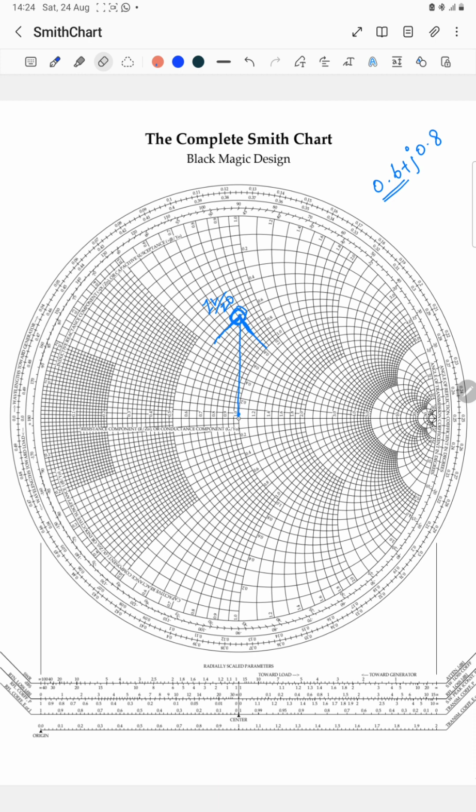And you should draw a circle. Keep this as the radius and draw one circle. I am just drawing roughly, but you should use a compass and try to draw the circle properly.